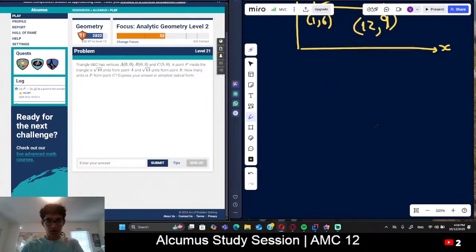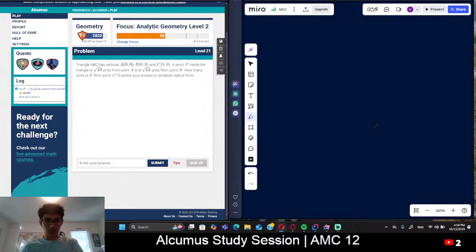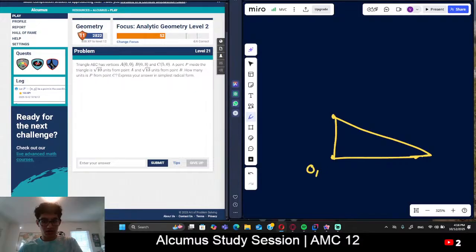Okay, nice. Triangle ABC has vertices (0, 0), (0, 3), and (5, 0). So one of them is here, one of them is here, and one of them is here. A point P inside the triangle is root 10 units from A and root 13 units. So, okay, this is (0, 0).